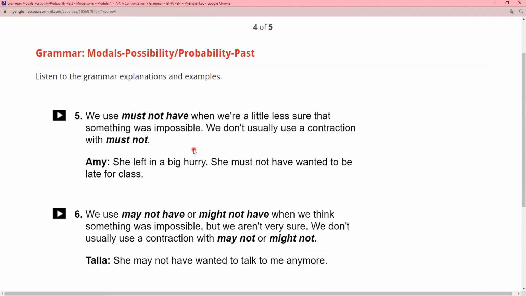Okay, so we're going to continue with the negative. We use must not have when we're a little less sure that something was impossible. We don't usually use a contraction with must not. She left in a big hurry. She must not have wanted to be late for class.